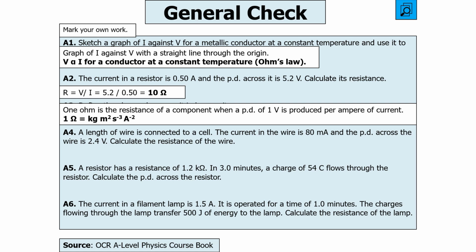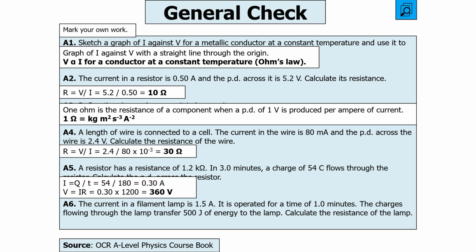The next question will use that resistance equation again, but remember we turn milliamps into amps, so that's times by 10 to the minus 3. In the next question we can work out V by doing V equals IR, but we've got to firstly work out what I is. So I is Q over t. Again, all these equations are given to you on the equation sheet. So it's 54 over 180, because we don't work in minutes in physics, we work in seconds. So it's 0.30 amps.